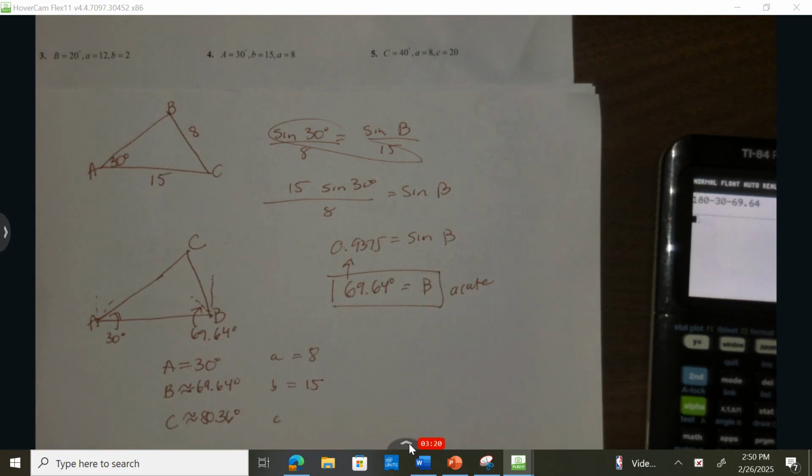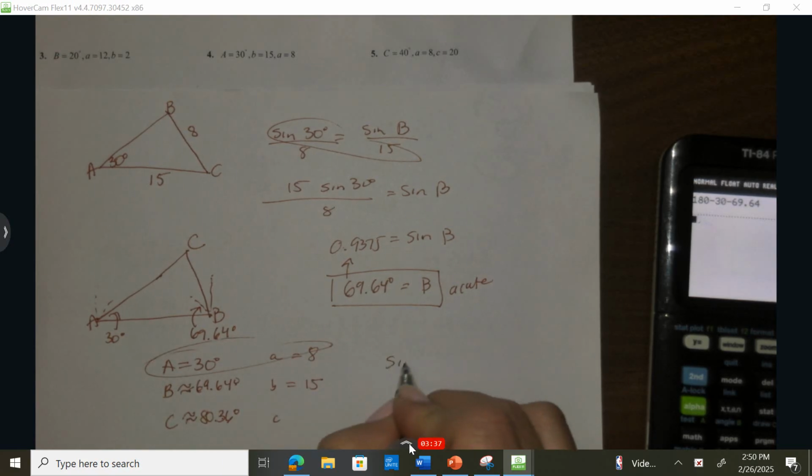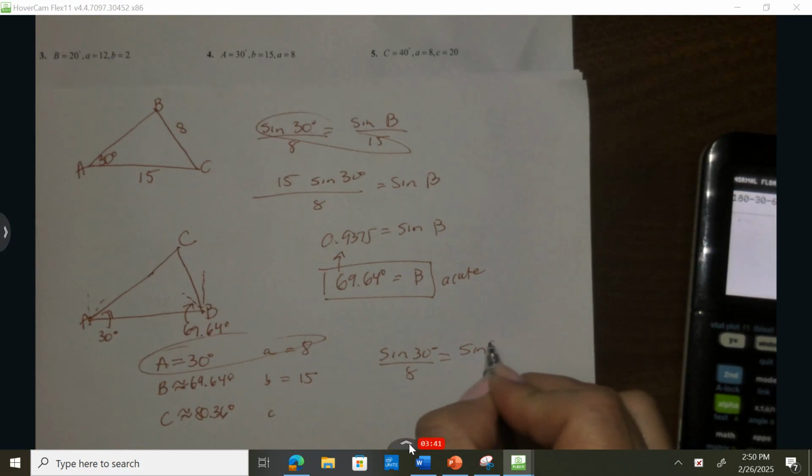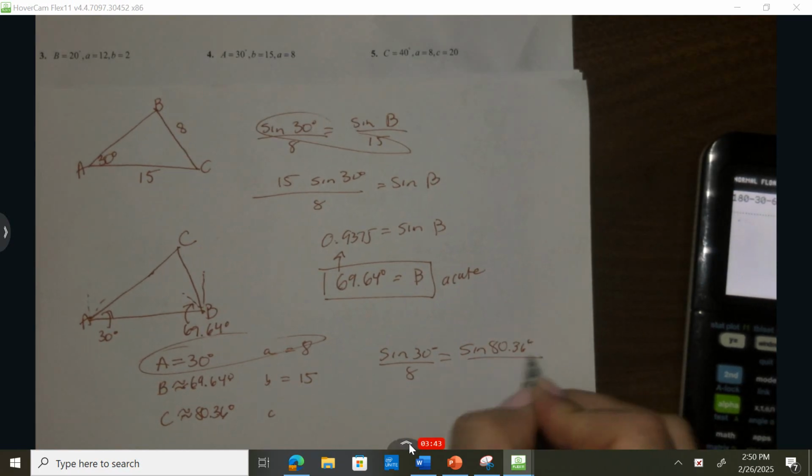And I want to stress, as I've done in previous videos, we cannot use the Pythagorean theorem to find a missing side because it's not a right triangle. So when you're thinking, how am I going to use the law of sines to do this? We always want to use angles that we have not rounded. Like this one is rounded, so we're going to use this one. Sine of 30 degrees over 8 equals the sine of 80.36 degrees over C.